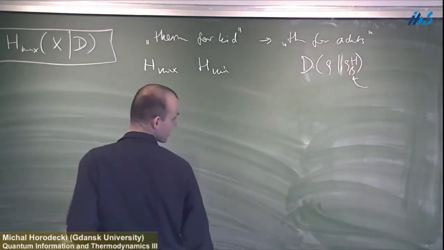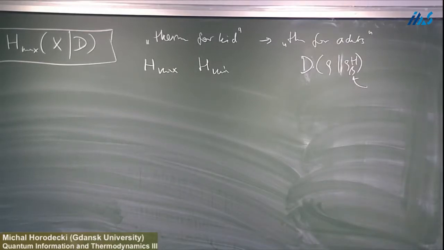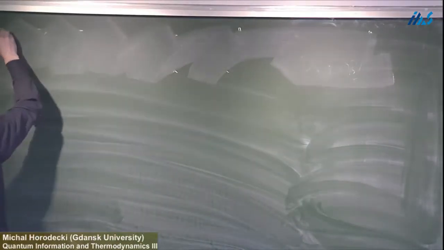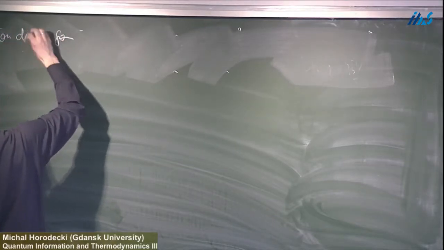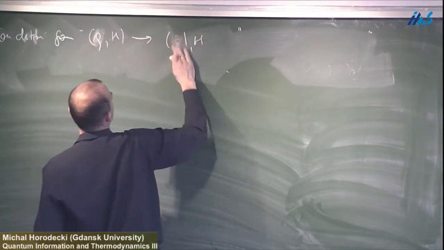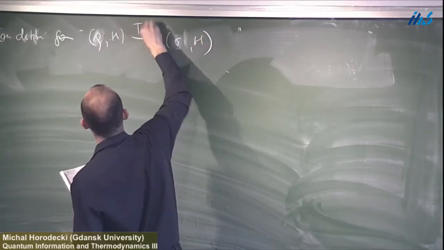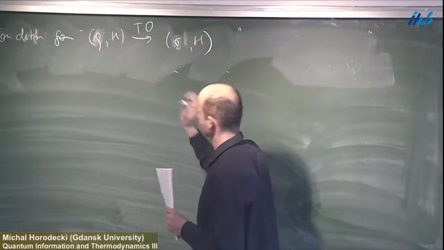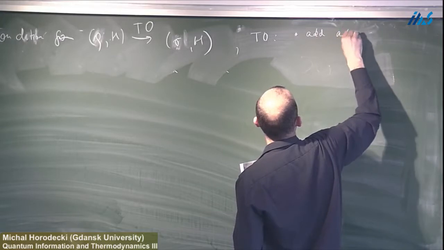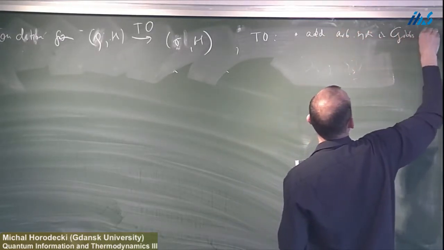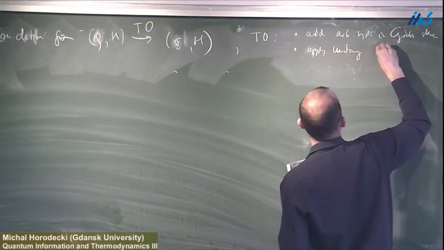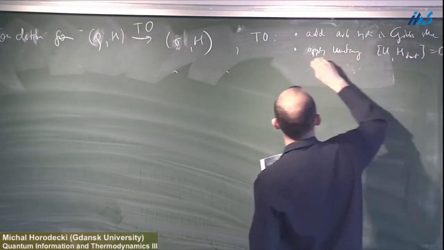Right. So what I promised in the last lecture was to state and prove conditions for transitions rho under thermal operations. I said what thermal operations are: I can add an arbitrary system in a Gibbs state, apply a unitary commuting with the total Hamiltonian, and remove systems.